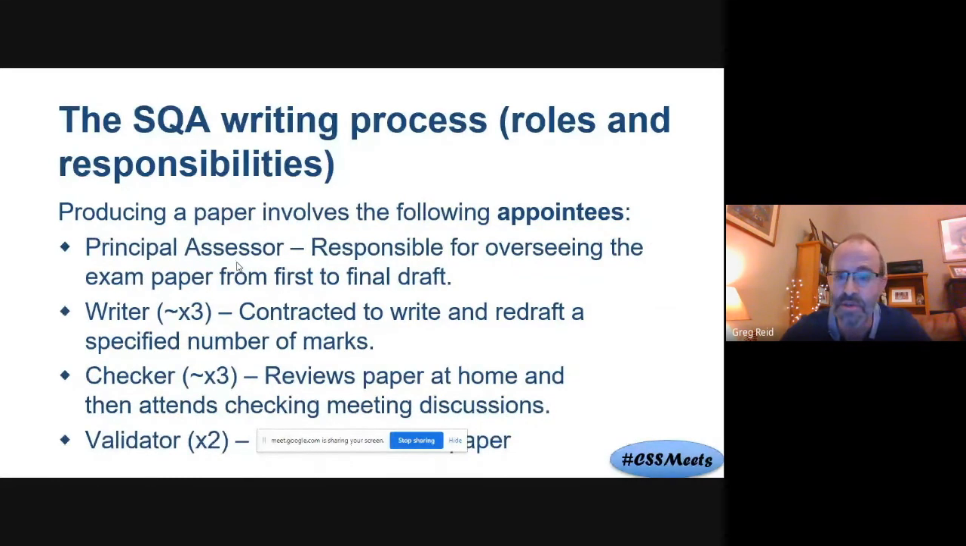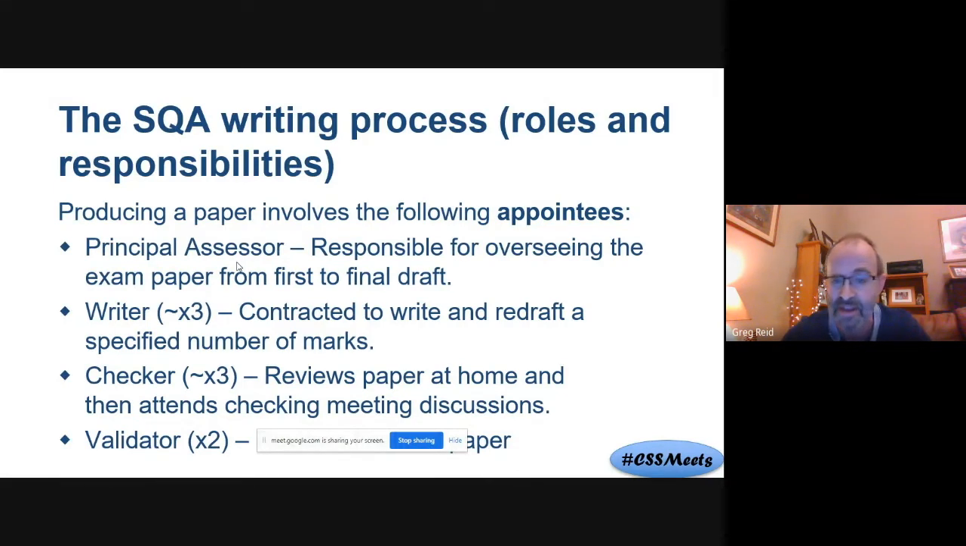As well as that, when we produce a paper, we employ people, which we call appointees. So every paper and assessment has got a principal assessor and now a deputy principal assessor as well. The principal assessor is responsible for overseeing the process to create the exam, and the deputy is responsible for the assignment. And my appointee hat these days is I'm deputy principal assessor for National 5, so it's me that's in charge of creating the assignment every year.